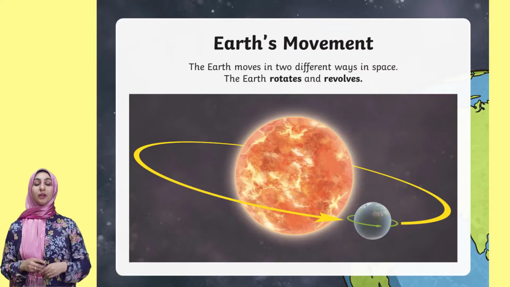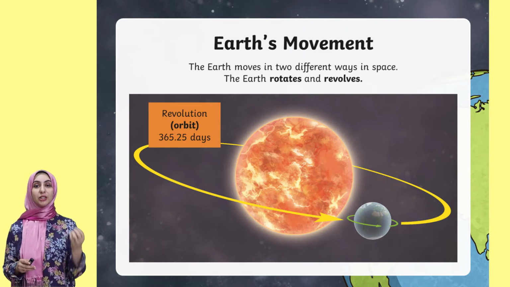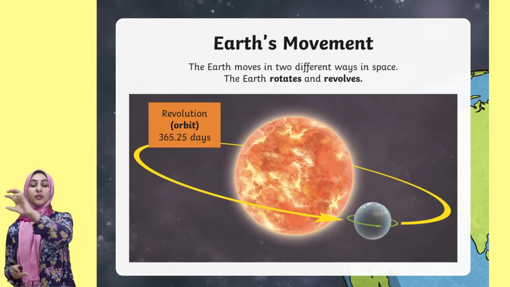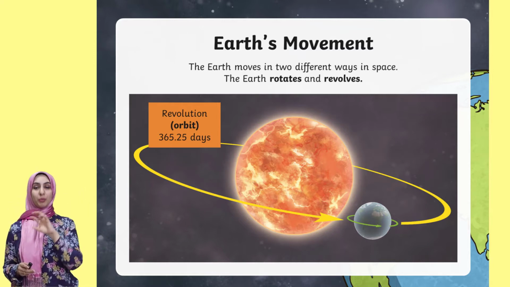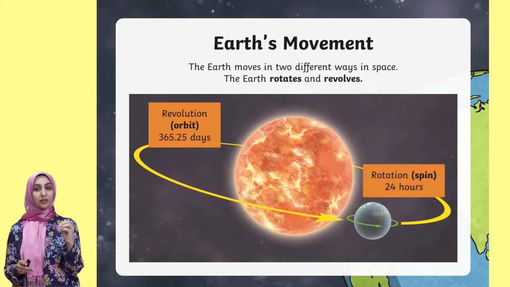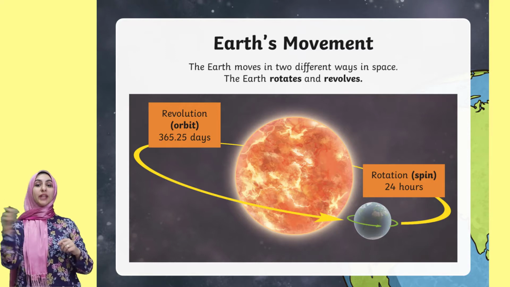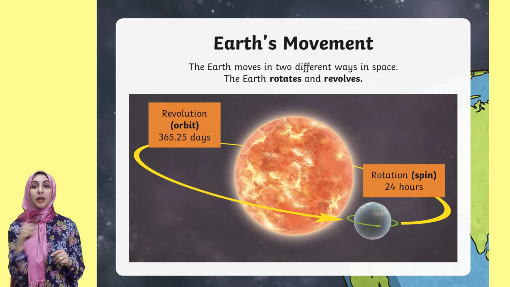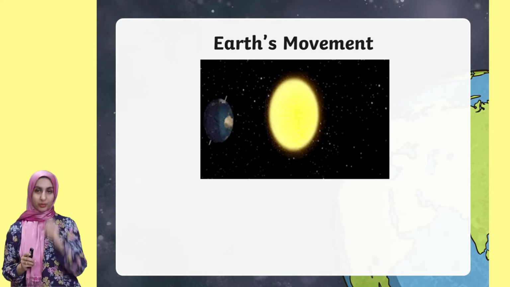Let's talk about the Earth's movement. The Earth moves in 2 different ways in space. The Earth rotates and also revolves. Revolution here means the Earth revolves around, or moves around, the sun in an orbit. And this revolution takes 365 and a quarter days. While the rotation here means spinning on its axis. The Earth spins on its axis. And this rotation takes 24 hours.